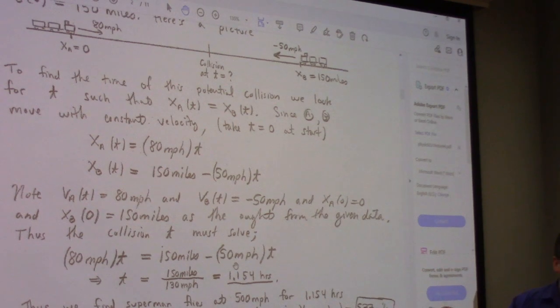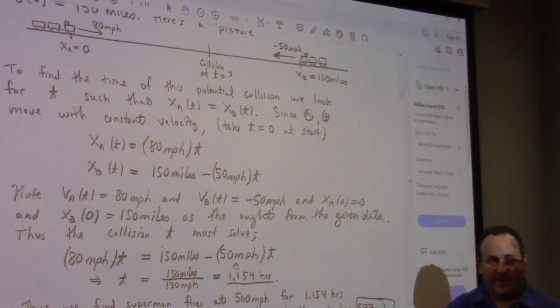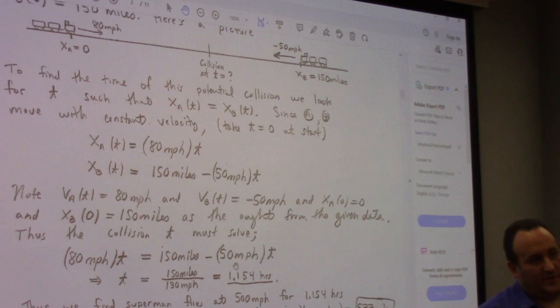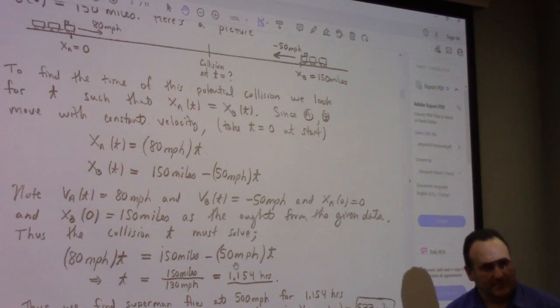So how far did Superman go? Well, here the average velocity is useful, right? Because what I know is that he's always flying at 500 miles per hour, right? And how long is he doing it? Well, 1.15 hours. So I just take Superman's velocity times that time, and that tells me Superman traveled 577 miles as he's flying back and forth between these silly trains.